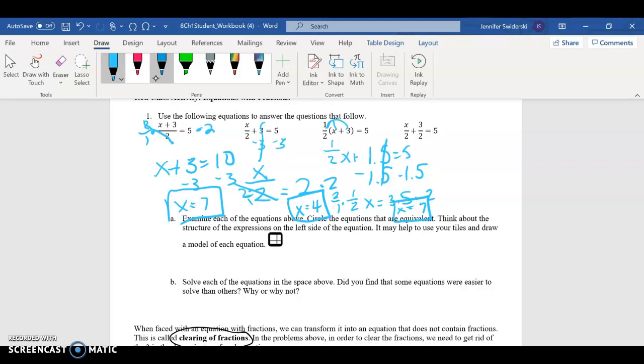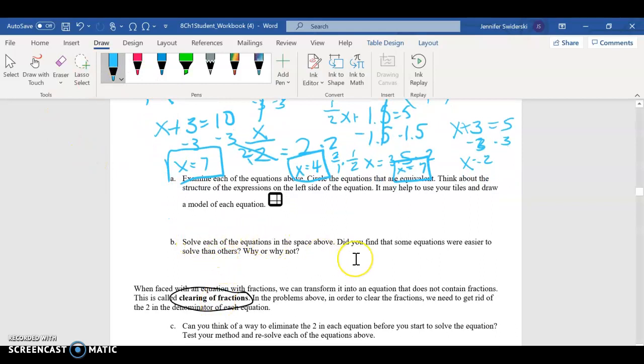This last one, how would I figure this out? Well, I'm going to multiply both sides by 2 again. When I multiply that top half by 2, I'm left with x + 3 = 5. I'm going to subtract 3 on both sides. x = 2. Okay. It says down here, solve each of the equations in the space below.